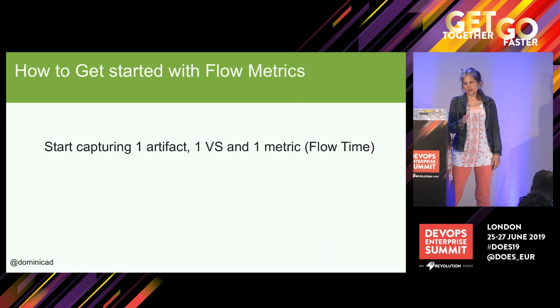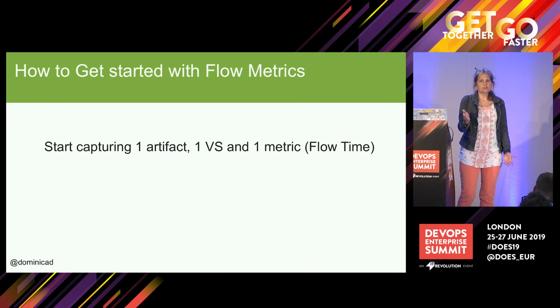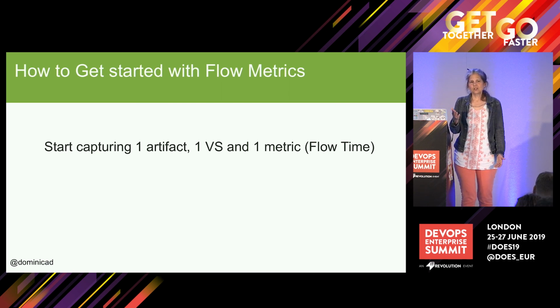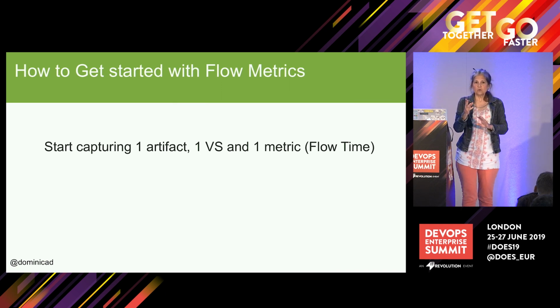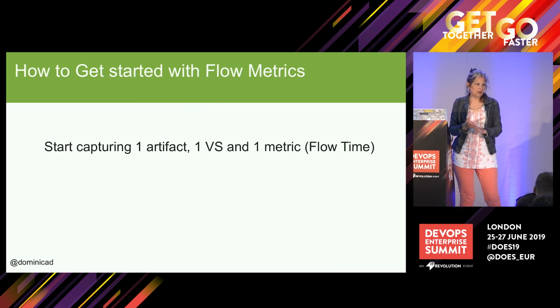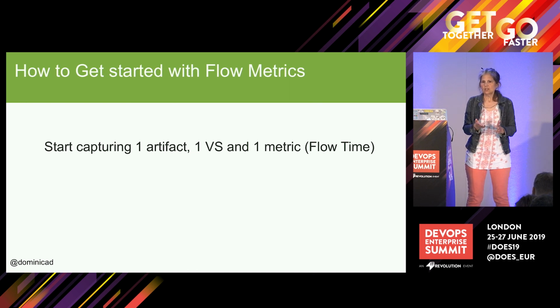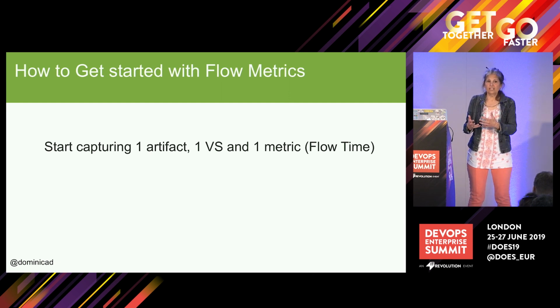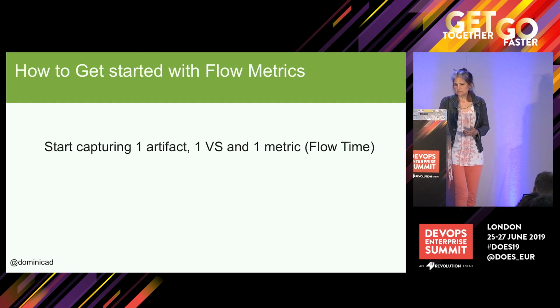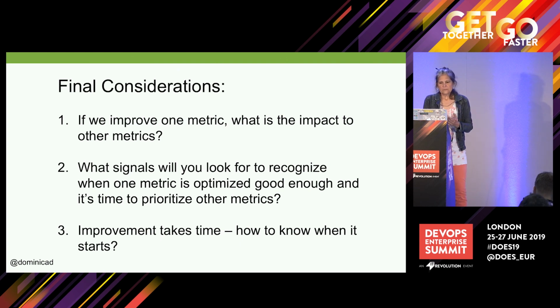So how do you get started with flow metrics? You've got to start somewhere. The guidance here is just start capturing one artifact, one work item type, maybe it's features, in one value stream, and just one flow metric. Because everybody grumbles about how long things take, flow time can be a good place to start. But it all depends on your context. Maybe you want to start with flow distribution to make sure that teams are allocated capacity to do some technical debt work.